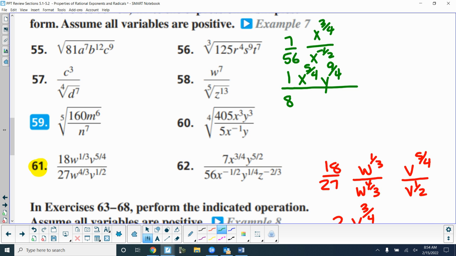Now z is to a negative 2/3. We don't like that negative exponent, so how do we make it positive? Push it up top. So there's our answer. Anything else? Okay.